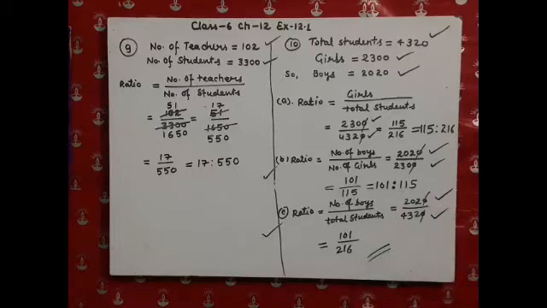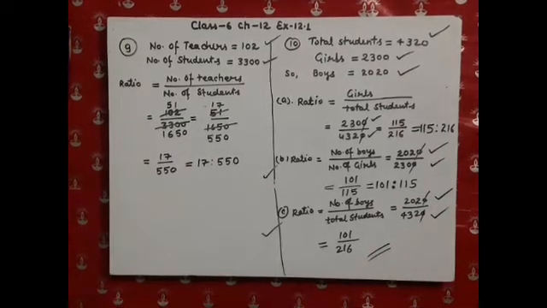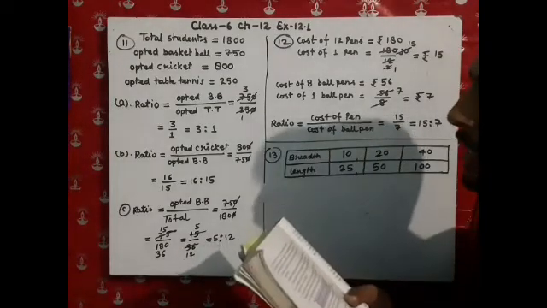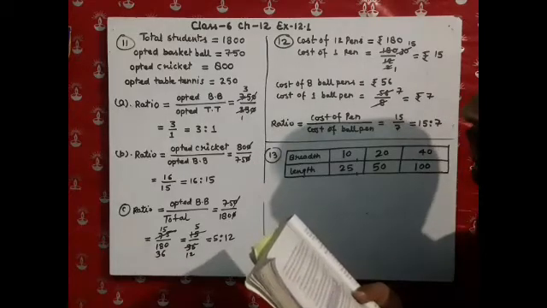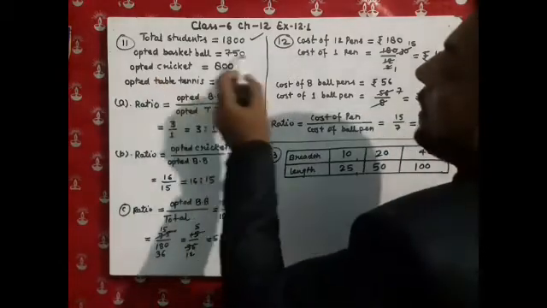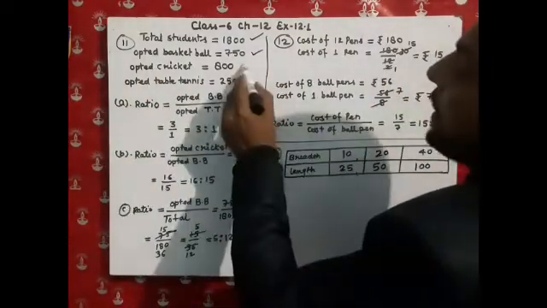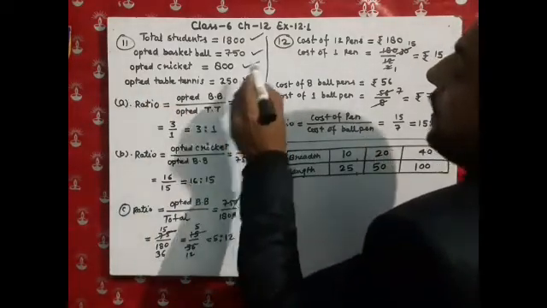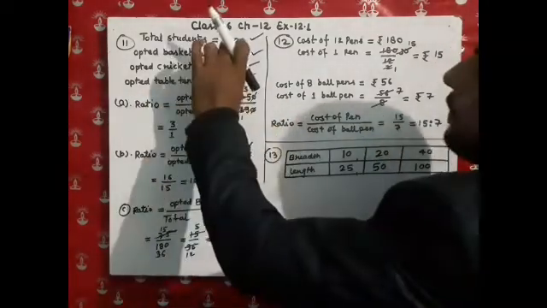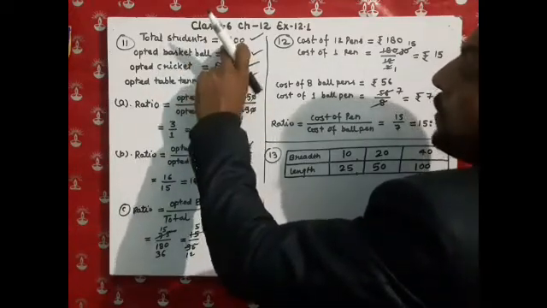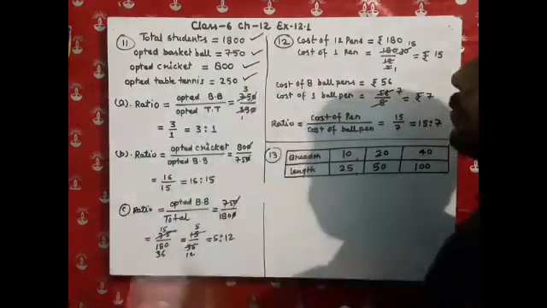Now I am going to question number 11. So question number 11 is written on the board. Here the question is saying that out of 1800 students in a school, 750 opted for basketball. So total students are 1800, opted basketball are 750, opted cricket are 800, and the remaining opted for table tennis. That is not given, so you have to add them. Now you have to subtract the sum of these two from 1800, then you will get 250.